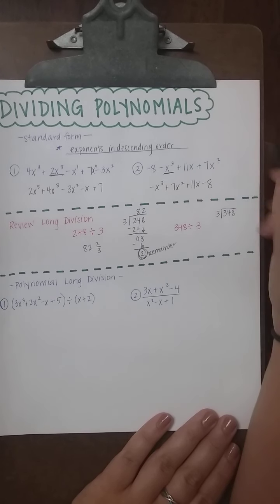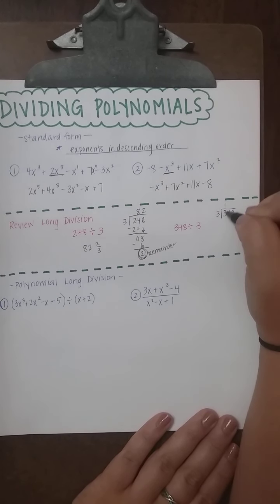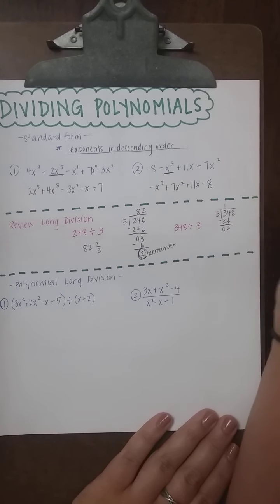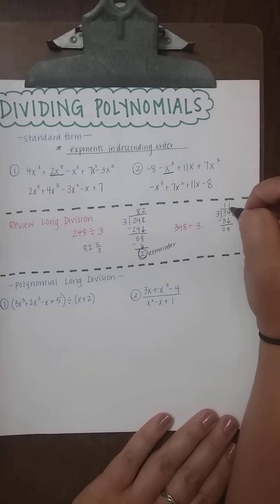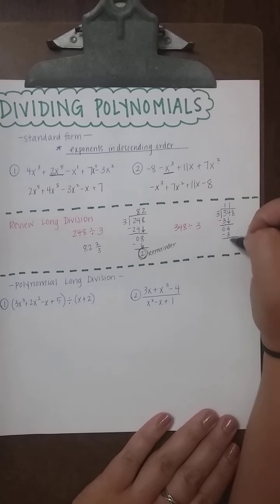All right, 3 goes into 3 1 time. 1 times 3 is 3. If I subtract, I get a 0, and then I bring down the next one. 3 goes into 4 1 time. 1 times 3 is 3. Subtract, I get a 1. Bring down the next one.